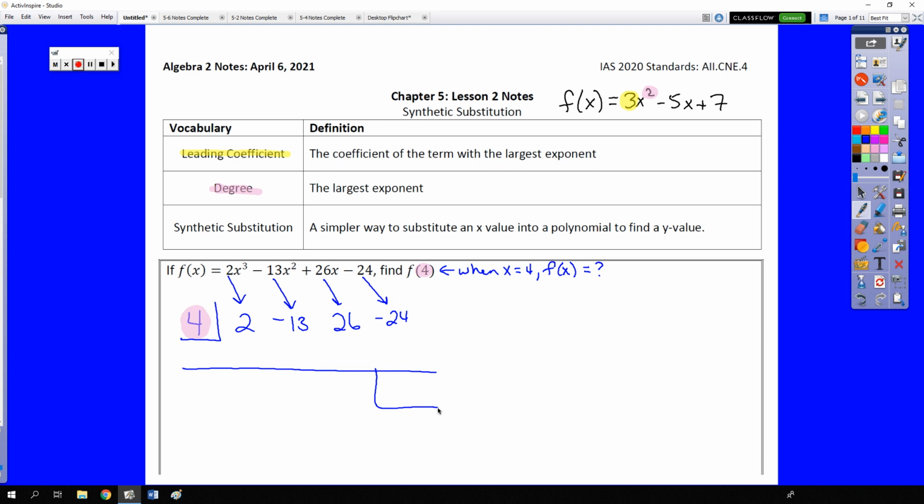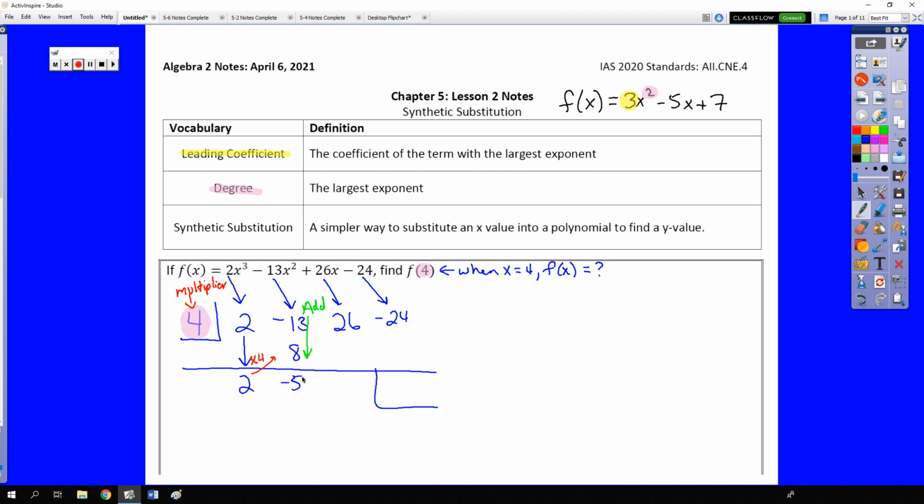Now the process is relatively simple. We take this first number, whatever it is, and we bring it straight down. We do not make any changes to it at all. We then take that number and we multiply by 4. This is your multiplier. So we do 2 times 4, and we write that number underneath the negative 13, so that would be 8. Then what we do is we add straight down. So negative 13 plus 8 would be negative 5.